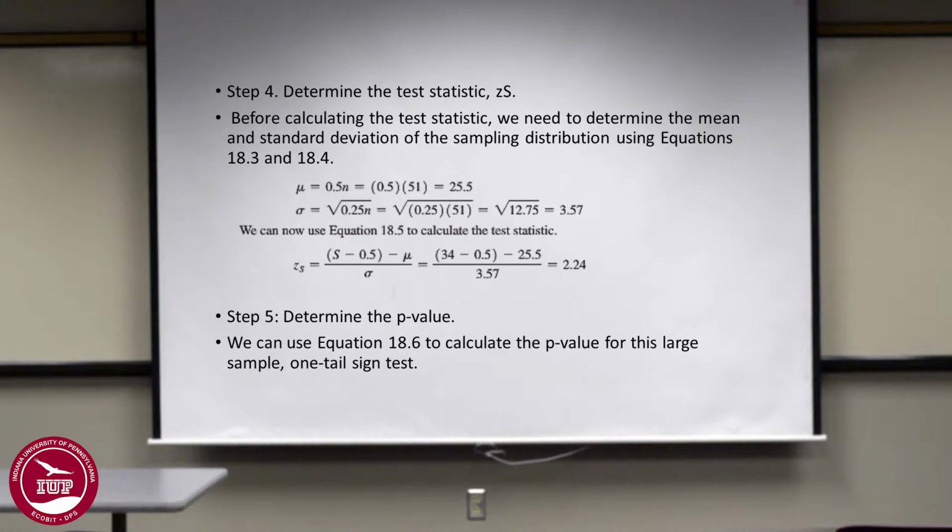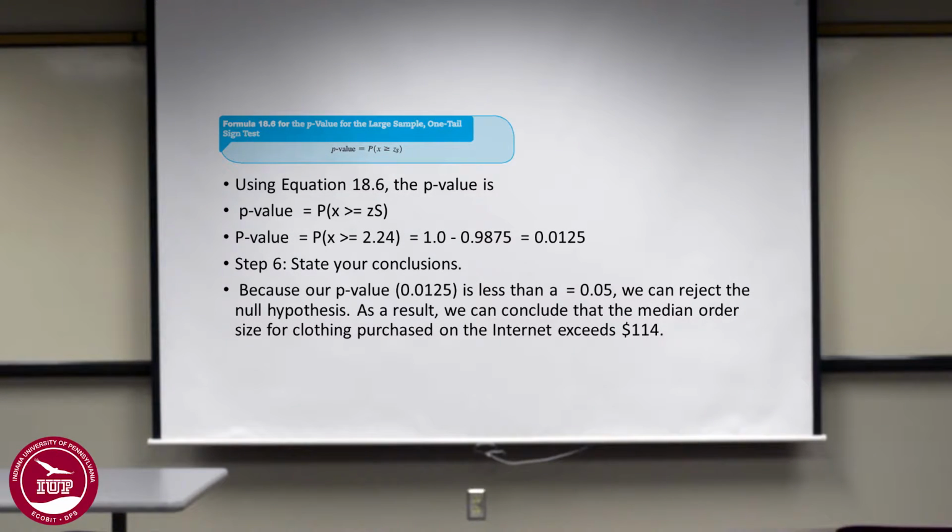Step 4. Determine the test statistic Zs. Before calculating the test statistic, we need to determine the mean and standard deviation of the sampling distribution using equations 18.3 and 18.4. Step 5. Determine the p-value. We can use equation 18.6 to calculate the p-value for this large sample one-tail sign test. Using equation 18.6, the p-value is P(x greater than or equal to Zs). P-value equals P(x greater than or equal to 2.24) equals 1 minus 0.9875 equals 0.0125.